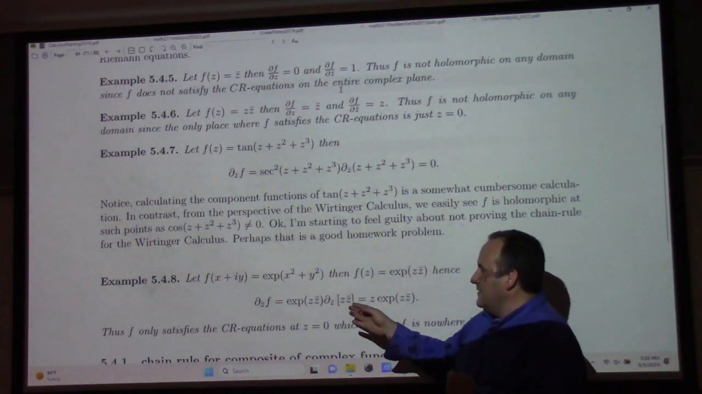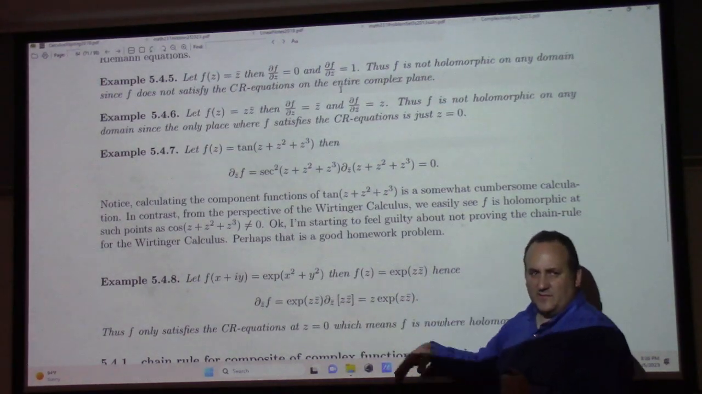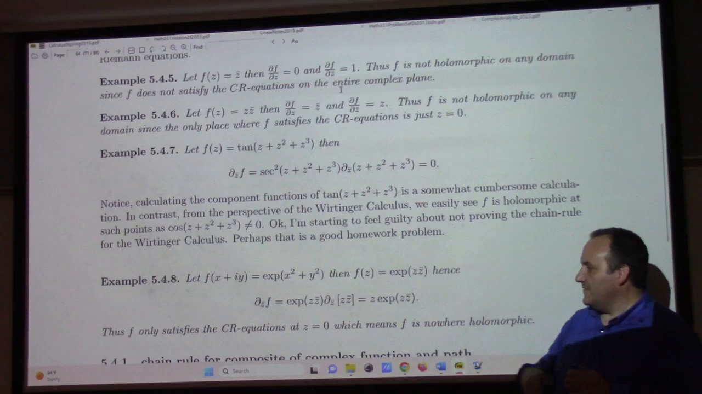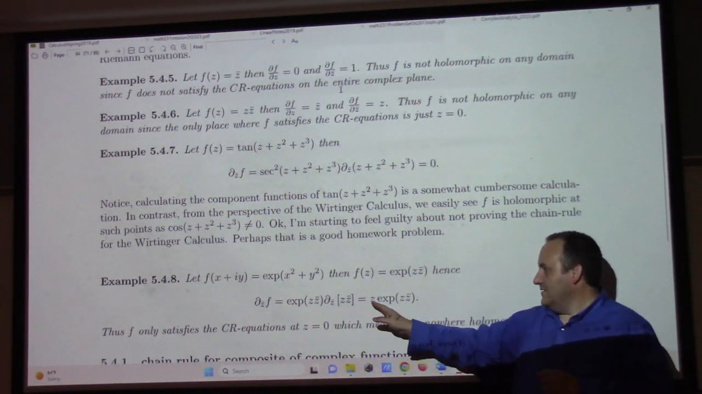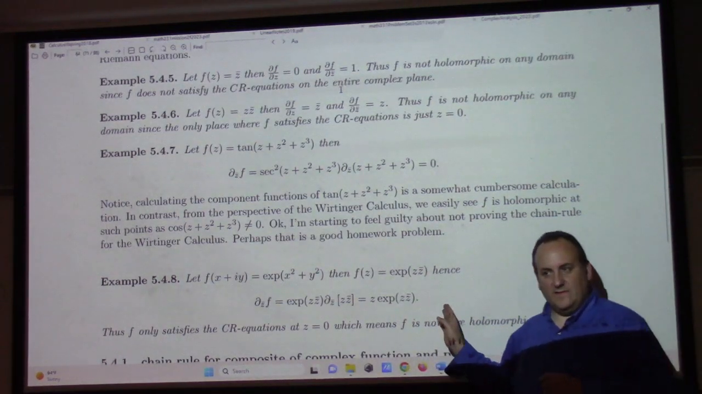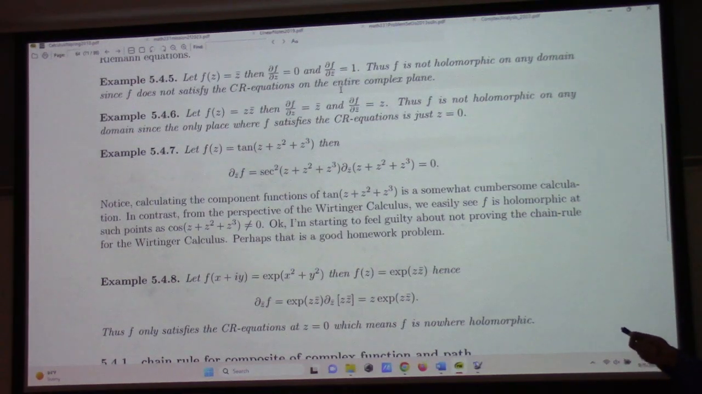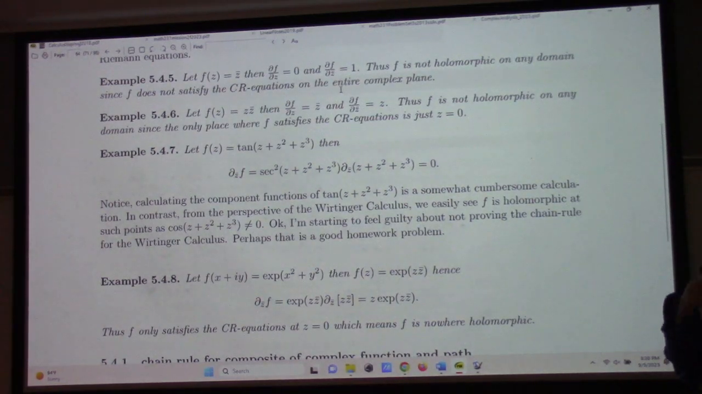Here's another one. If I had the Gaussian function, exponential of x squared plus y squared, maybe there should be a minus here for it to be Gaussian, but whatever. Well, that's z times z bar, right? So if you calculate the partial derivative with respect to z bar, we get z times exponential of z z bar, which shows you that this is not holomorphic. But actually, this calculation does also indicate that it is complex differentiable at the origin only. That is true.